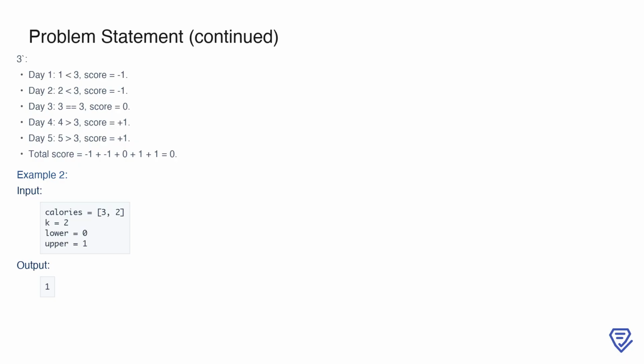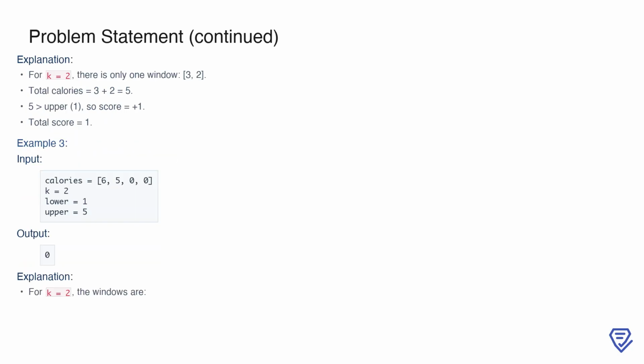Adding these changes together, the total score is -1 plus -1 plus 0 plus 1 plus 1, which results in a final score of 0. This demonstrates how the scoring system works for a single-day window. Let's consider another example to understand how the score changes with a window size larger than 1.